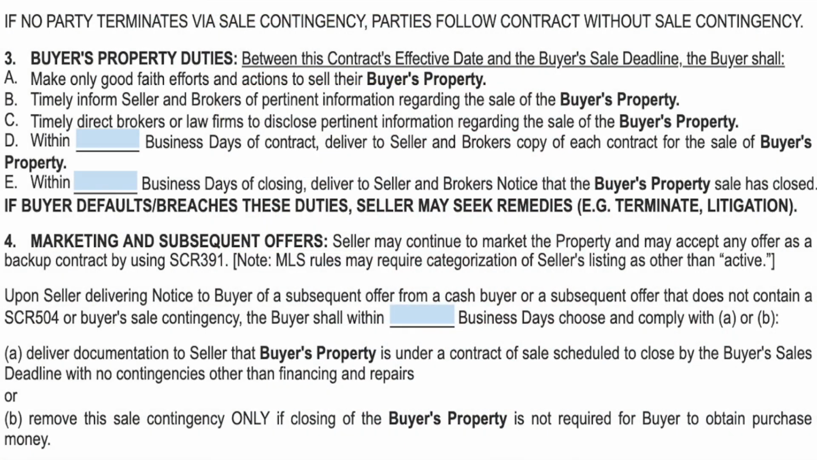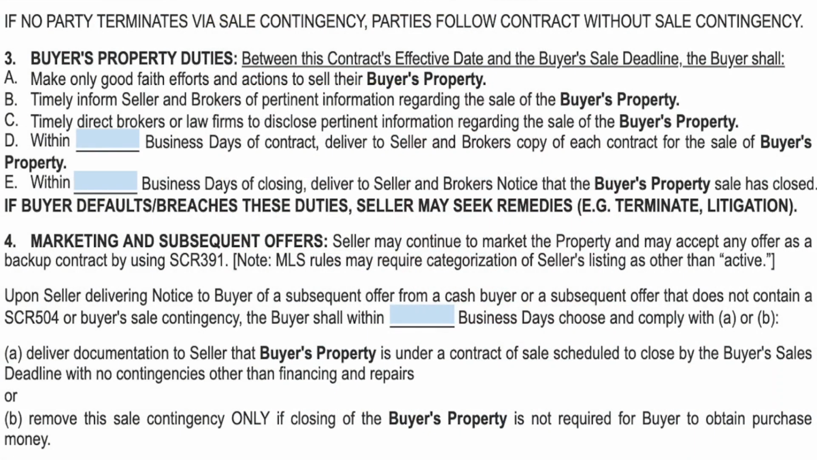D, within blank business days of contract, deliver to seller and brokers copy of each contract for the sale of the buyer's property. So property gets under contract, or if it's already under contract when the offer is written, that realistically with D, it's talking about if it's not under contract, the offer is written, and then it gets under contract within 1 or 2 business days. I prefer 1. I think that's appropriate, but sometimes we see 2, that the buyer would then get that contract over to the seller, so the seller knows, okay, the property is now under contract for the sale of the buyer's property.